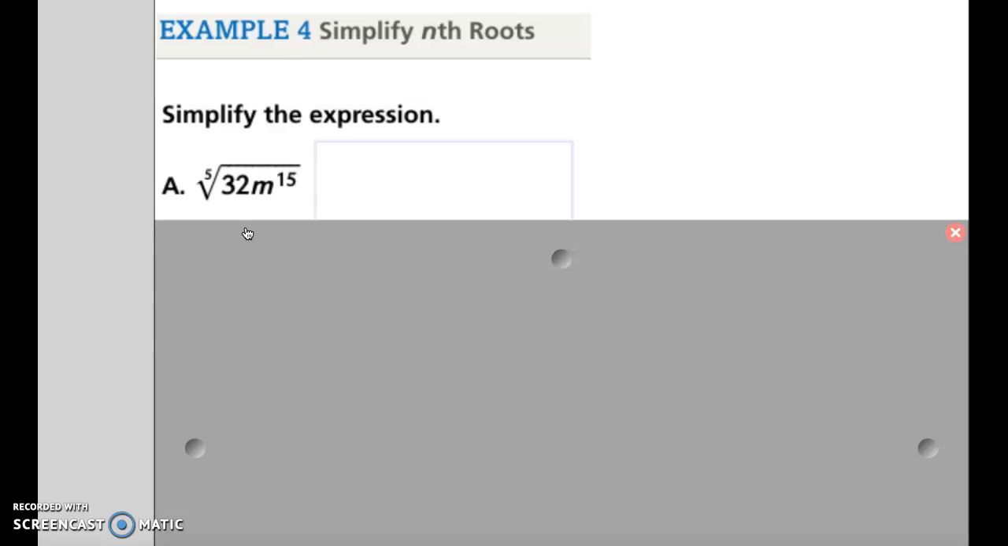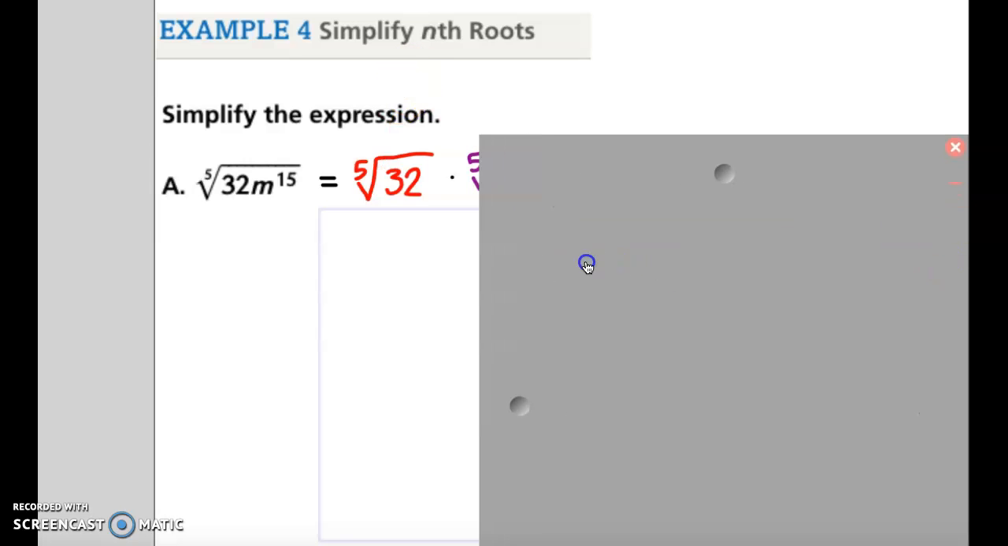Properties of radicals tells me that anytime we're multiplying in my radicand, I can separate it and write it like this. I can separate my radicand with the same radical and make it multiplication. So see how I just split that up? The 5th root of 32 times the 5th root of m to the 15th. Rewriting it, and then I just work with it one side at a time.